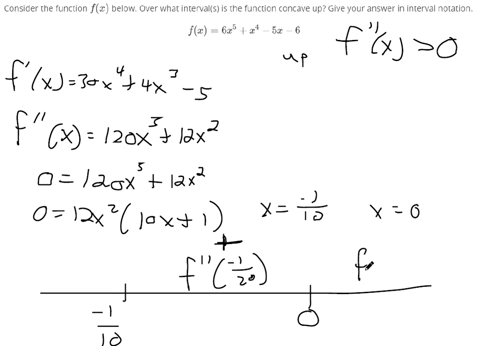Let's try something to the right of x equals 0. Let's try 1 in the second derivative. This is going to be positive. So positive times a positive makes a positive. It's also concave up over here.